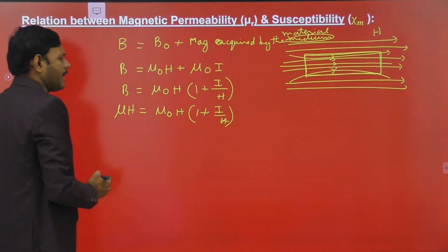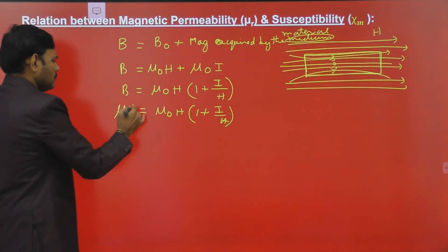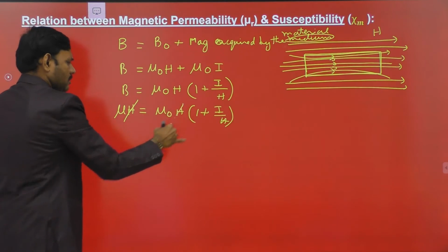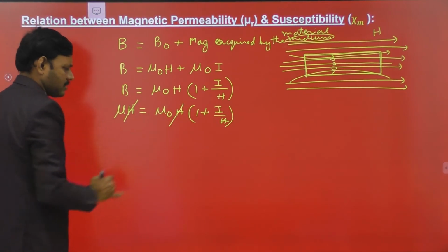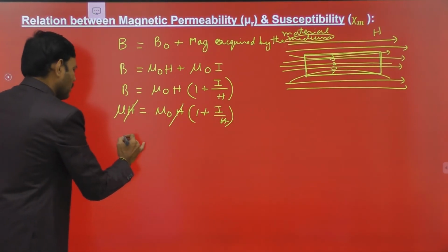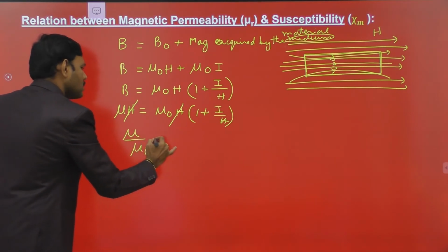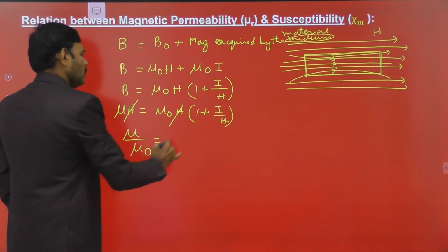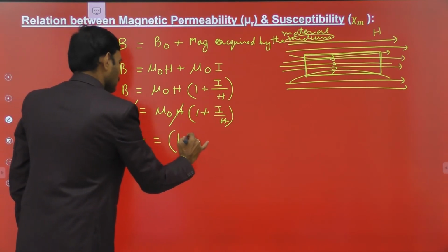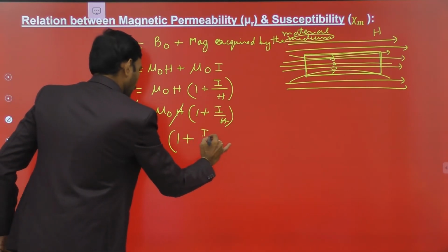Here, I would like to make two changes in this equation. First, cancel H on both sides. Then take cross multiplication, mu by mu naught is equal to 1 plus I by H.